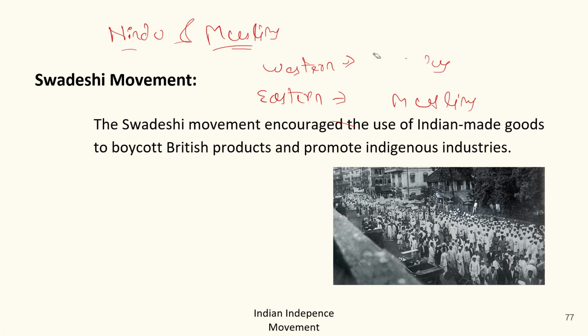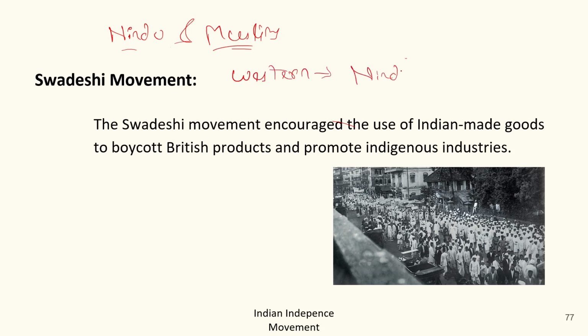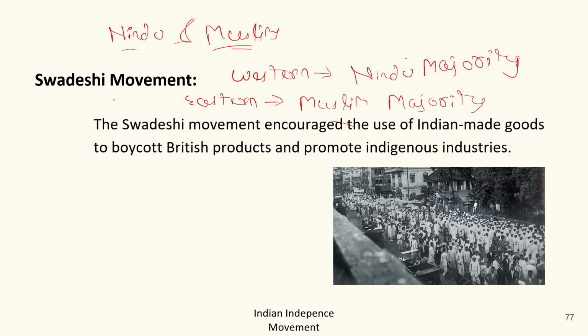To break the unity of Hindu Muslims, they divided Bengal into a western part with a Hindu majority region and an eastern part for a Muslim majority region.